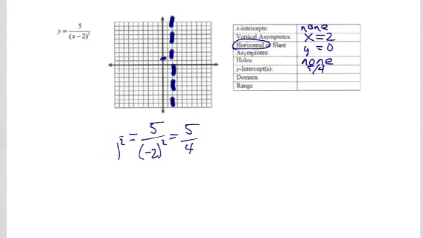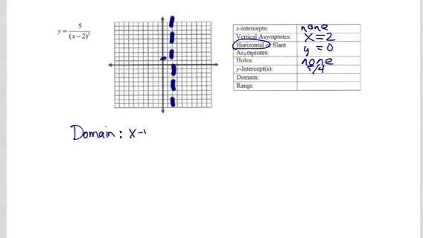All right, let's move on to the next part. Domain and range, something we haven't really talked about. So let's review, because this is something you're supposed to have had. Domain is essentially a list of all possible x values. What can x be from a left to right direction?